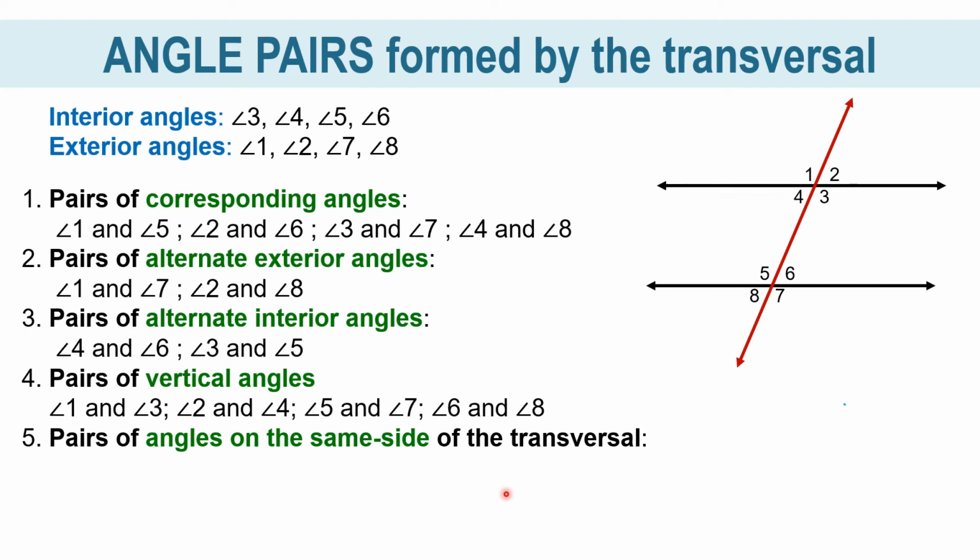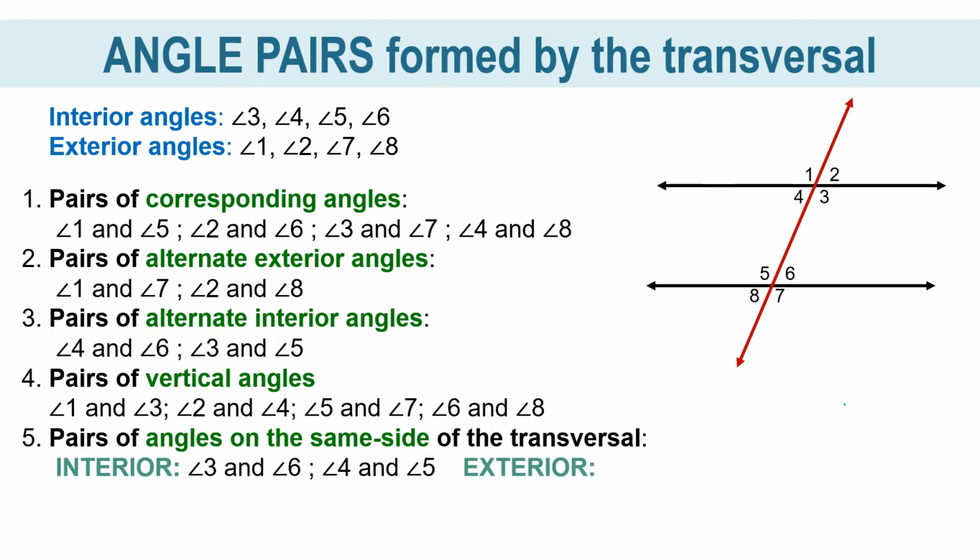Then, the fifth one, we have pairs of angles on the same side of the transversal. So when we say on the same side, for example, they are both on the left side or they are both on the right side. So for angles on the same side, it can be in the interior or it can be in the exterior part of our parallel lines. So for the interior part, we have here 3 and 6. You look at 3 and 6, and they are both on the right side. And then the other pair we have are angle 4 and angle 5. They are both on the left side. Okay, that is for the interior angles.